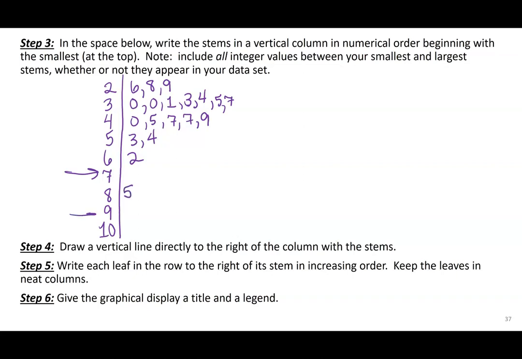85. Same with the 90s. We didn't see any observation in the 90s, so we just leave it blank. But you still want to include it, because if you don't, you don't really get to see how the observations are spaced out.